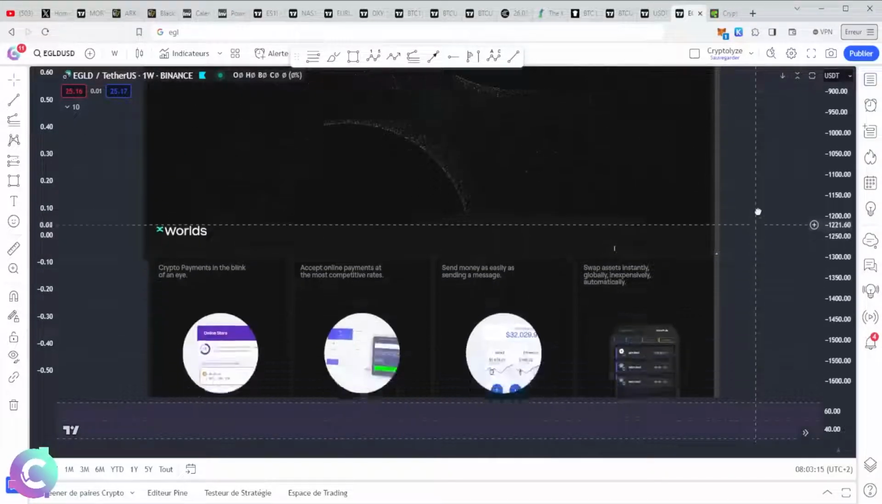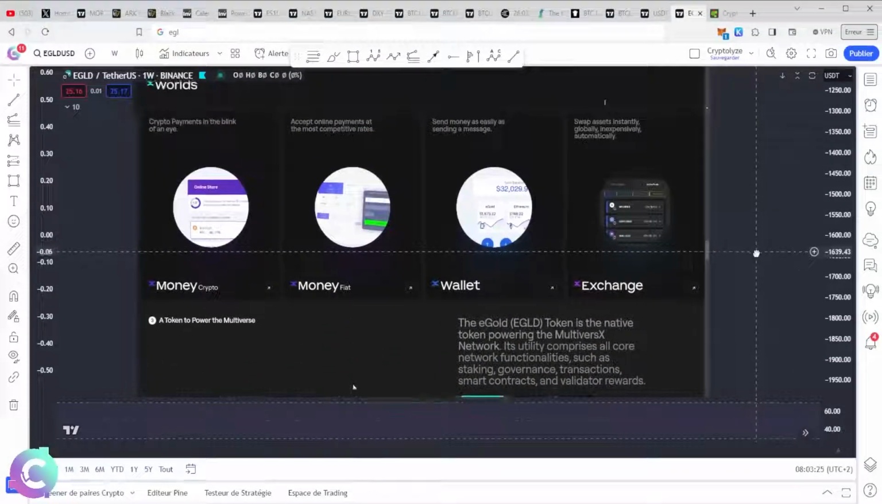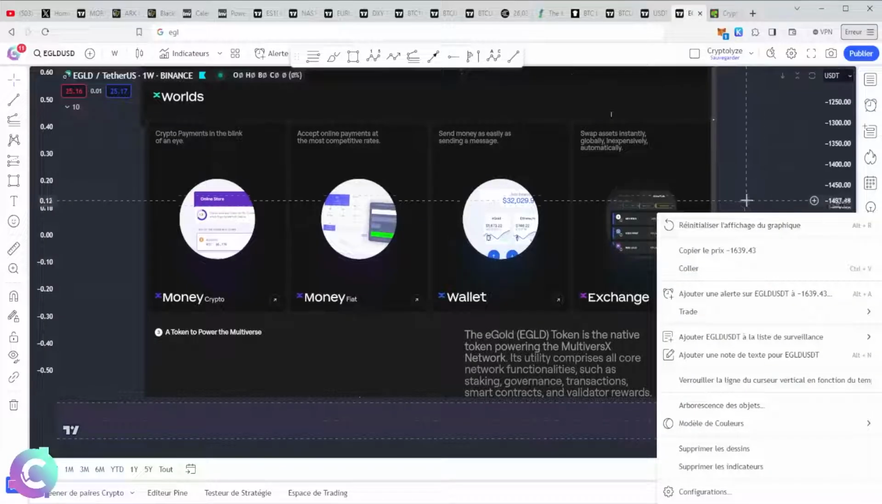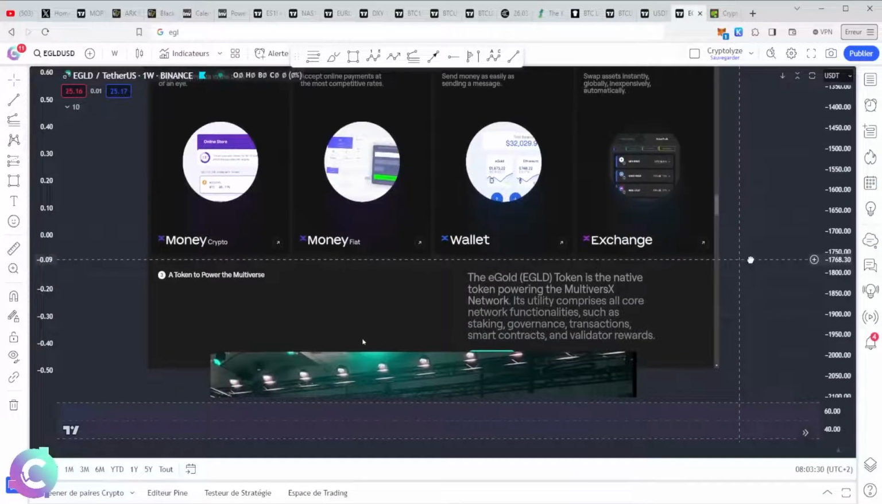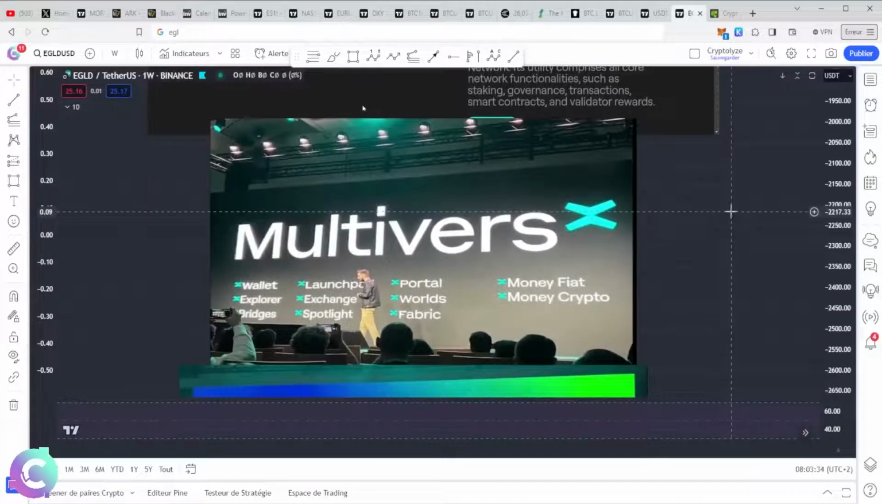We're going to see X Portal, which is going to be the main entrance to get into all the applications. We're going to have X Wallet. We're going to have X Money, whether it's crypto, whether it's fiat. We're going to have X Exchange, which is the exchange integrated into EGLD. And we have an application that's pretty clean. If you've already used it, I invite you to do so. We have an avatar system that is rather well done. We have a whole system of management, staking, money transfer, discussion between people, which is really very well done.